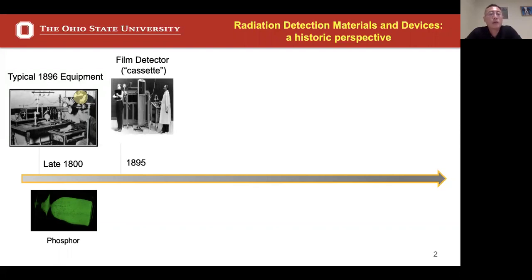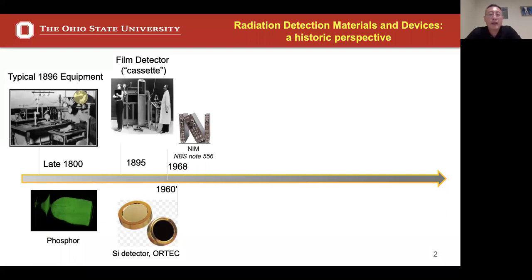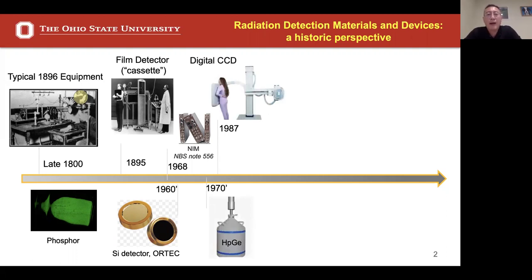And then there's the film detector, of course, being developed. And then in the 60s, the silicon detector. And then in 1968, a milestone is that the National Bureau of Standards published the Technical Notes 556 for the nuclear instrumentation module. And this is really the milestone for the very widely available and utilized analog system. And then we move on, we have digital systems becoming available. Of course, another big deal is the high purity germanium detector in the 70s. That really fundamentally changed radiation detection in terms of gamma spectroscopy.